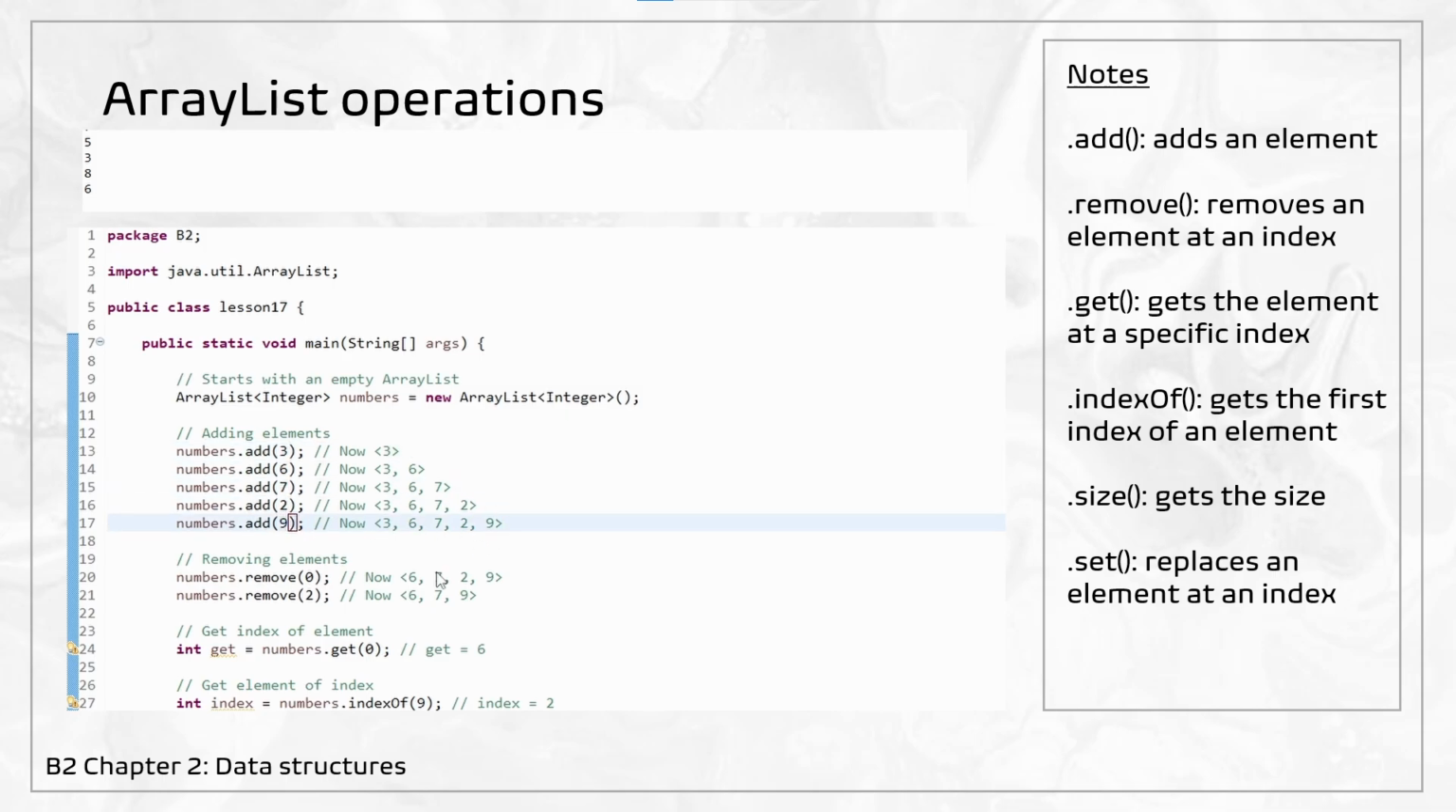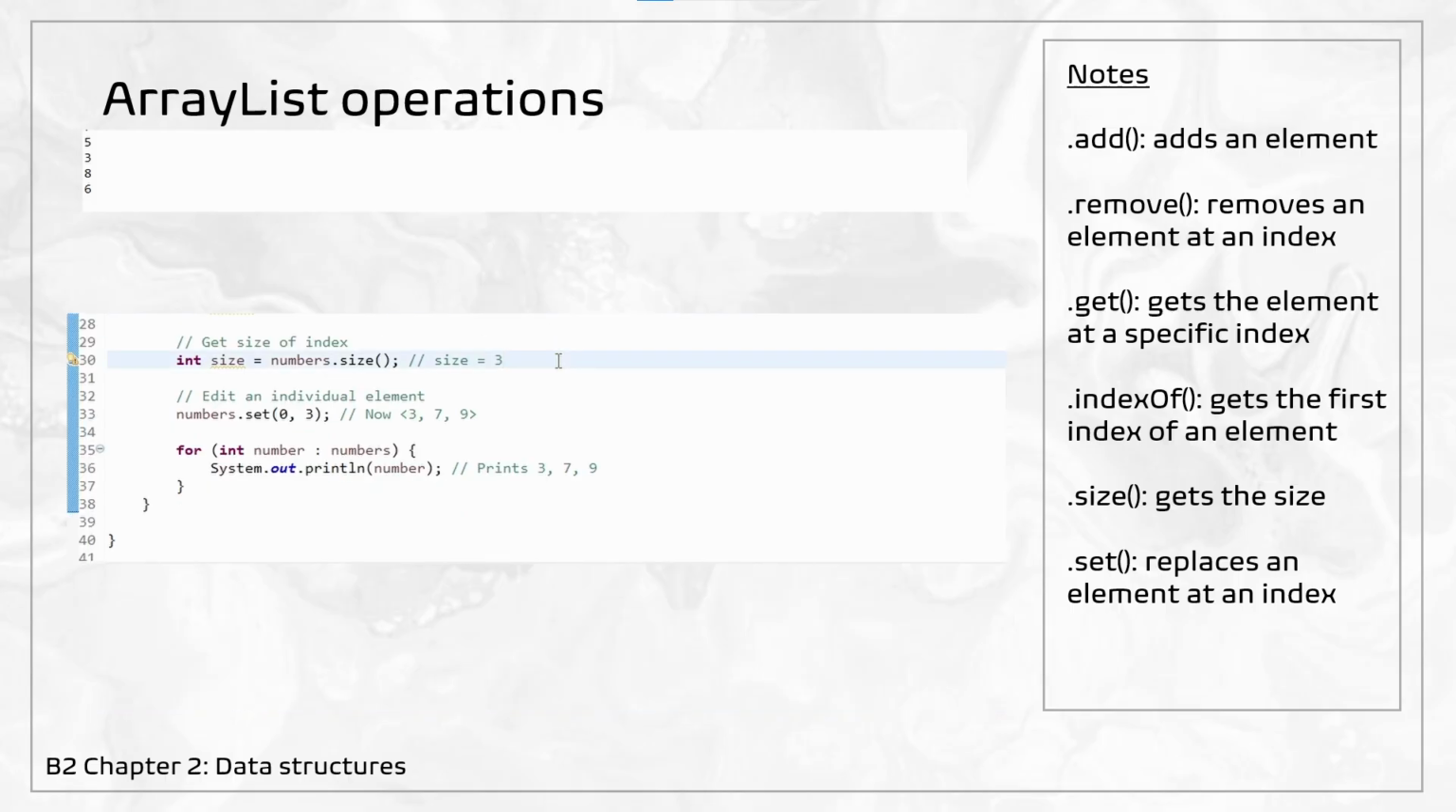To remove elements, we can use .remove. But this time, in the brackets, you must specify a valid index to remove. We can also get the element at a specific index using .get, or get the index of a specific element with .indexOf. .size gives you the size of the array list, and .set allows you to replace the element at an index with another value. Then, we can use a similar method to regular arrays to print out each value in the array list. So here, we use a for each loop.